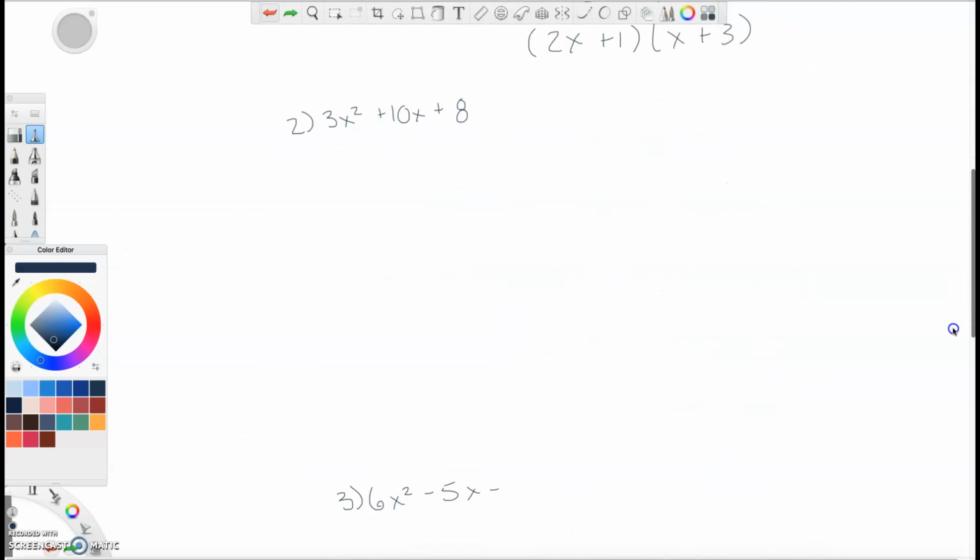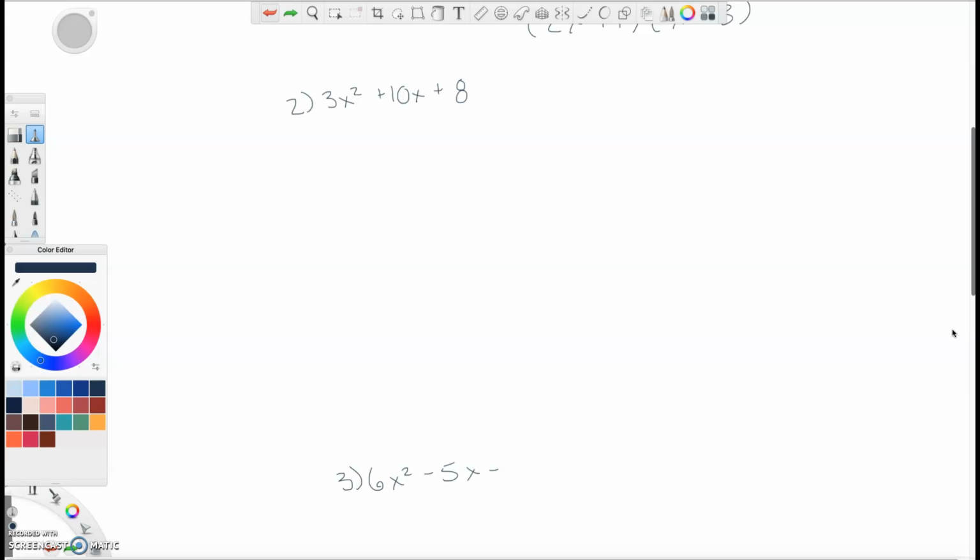That I wrote out here. We have this 3x squared plus 10x plus 8. So step 1, I'm going to multiply a by c. So a times c is equal to 3x squared times 8. 8 times 3 is 24. So we keep the x squared there. This leaves us with 24x squared.